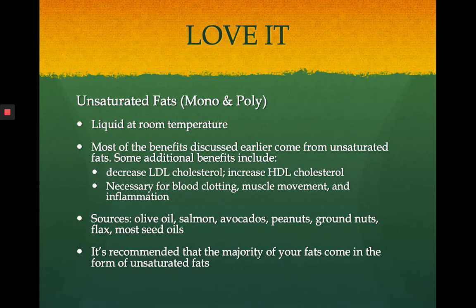Firstly, there's the love it category. These are the unsaturated fats, mono and poly. These are liquid at room temperature. So you can already start thinking about what are some examples of fats that are liquid at room temperature. Generally, we're talking about oils.